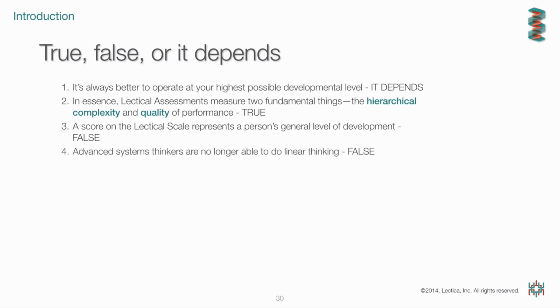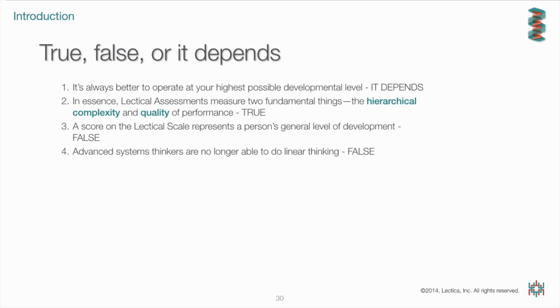4. Advanced systems thinkers are no longer able to do linear thinking. This is false. People can readily access many of the skills of previous levels. In fact, advanced systems thinkers may often need to access linear thinking if they need to solve linear problems. However, there is a wrinkle. As we develop to higher and higher levels, the chunking we do at each developmental transition makes it harder to capture the details we were able to work with at earlier levels.